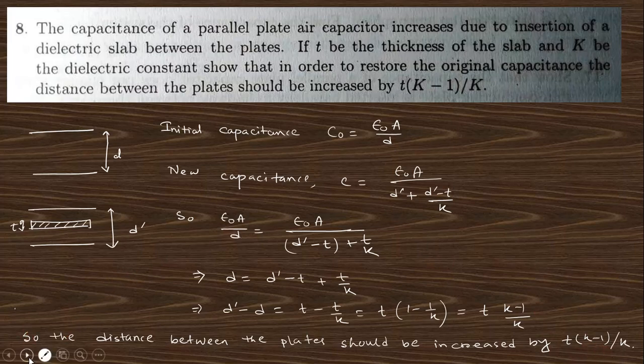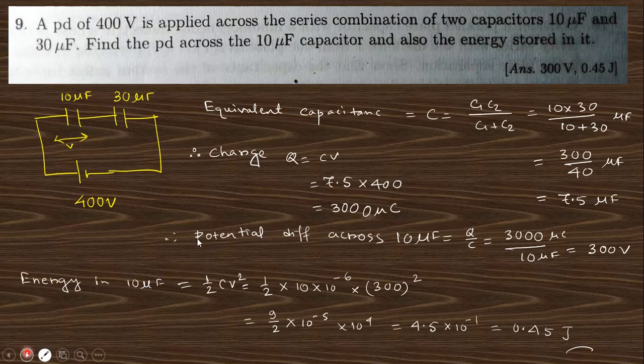Next question. A potential difference of 400 volt is applied across the series combination of two capacitors, 10 microfarad and 30 microfarad. Find the potential difference across the 10 microfarad capacitor and also the energy stored in it.